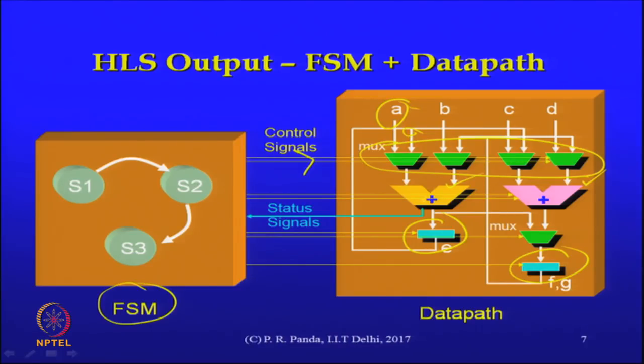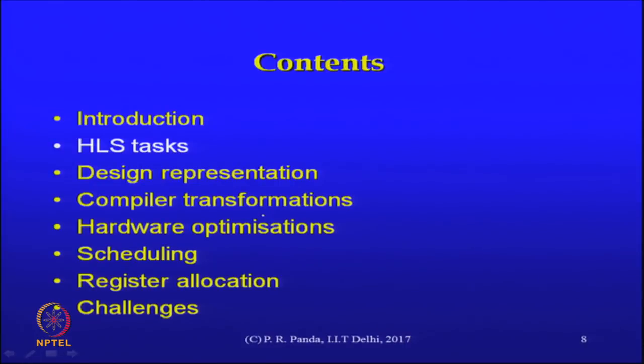There may be some status signals that go in the other way. From these computations that we have, we may send some signals out back into the FSM. So, there may be a signal flow in both directions between the controller and the data path. That is what the output is likely to look like of the HLS process. This is just a high level picture. Let us go into some detail.